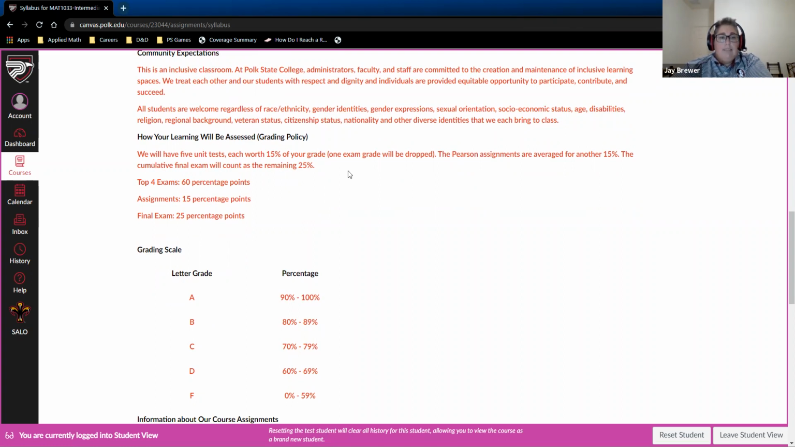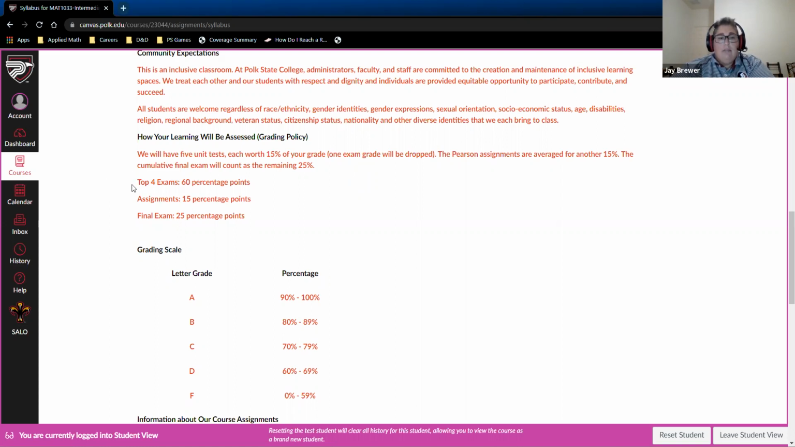So here's how it breaks down. We have 5 units, so each unit has a test. Each unit test is worth 15% of your grade, and the lowest exam grade will be dropped. The Pearson assignments, so that includes your homework and your quizzes, are averaged for another 15% of your grade. The remaining 25% is your final exam.